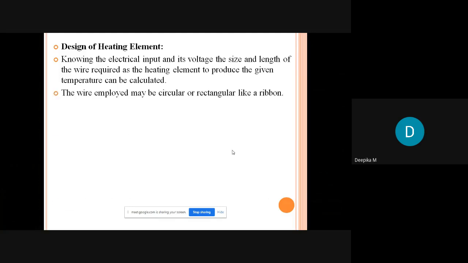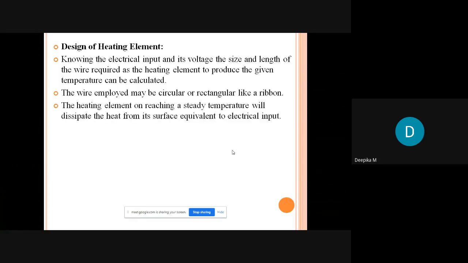The wire employed may be circular or rectangular, like a ribbon shape. That means the heating element will usually be in coil shape, that is the circular shape, or it may be in the rectangular shape like a ribbon. And the heating element, on reaching a steady temperature, will dissipate heat from its surface equivalent to the electrical input. This is the major assumption we are going to make. That is, at the steady temperature, the heat energy dissipated will be equal to the electrical input.